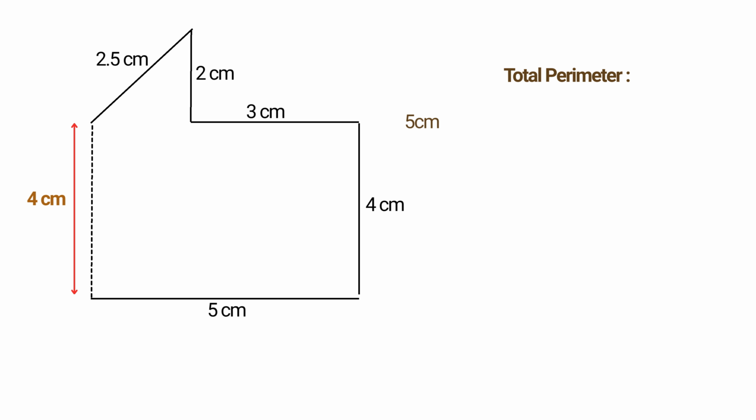Now let's look at a slightly different problem. This irregular shape has one missing side length. We know the other side lengths are 5 centimeters, 4 centimeters, 3 centimeters, 2 centimeters, and 2.5 centimeters. By carefully looking at the shape, we can determine that the missing side is 4 centimeters. Now let's calculate the perimeter. 5 plus 4 plus 3 plus 2 plus 2.5 plus 4 equals 20.5. So the perimeter is 20.5 centimeters.